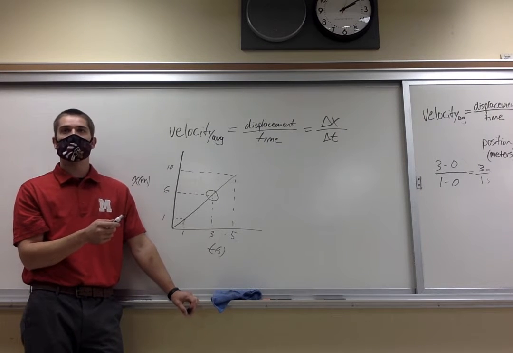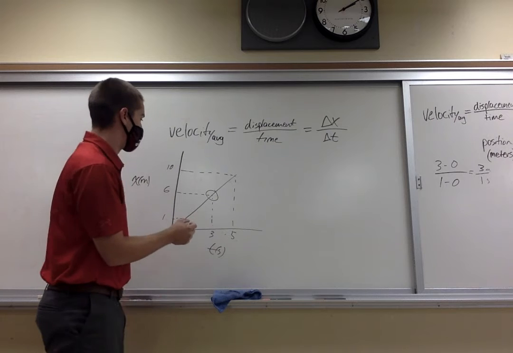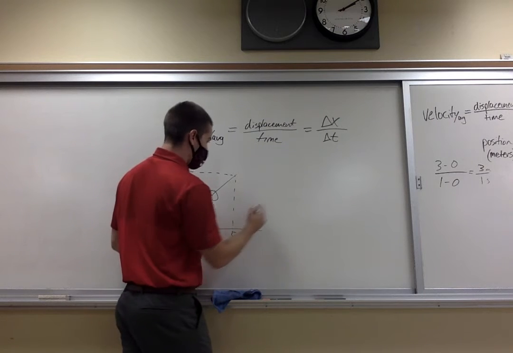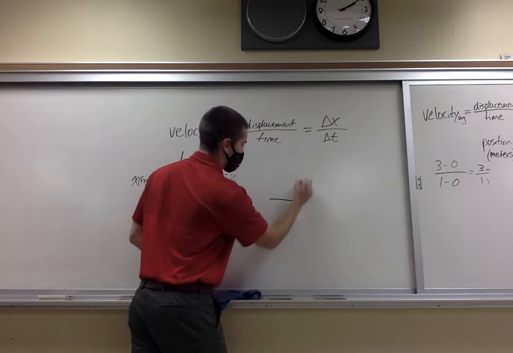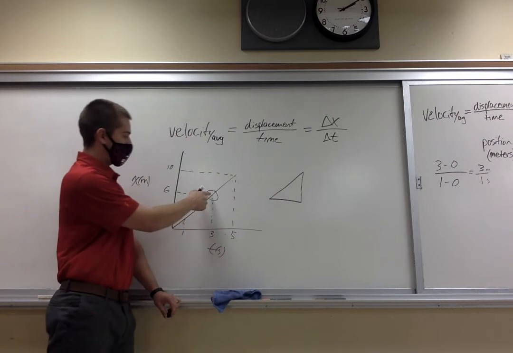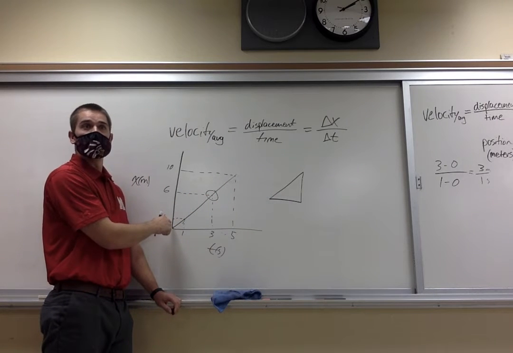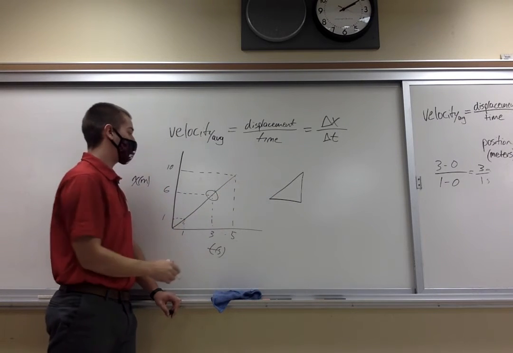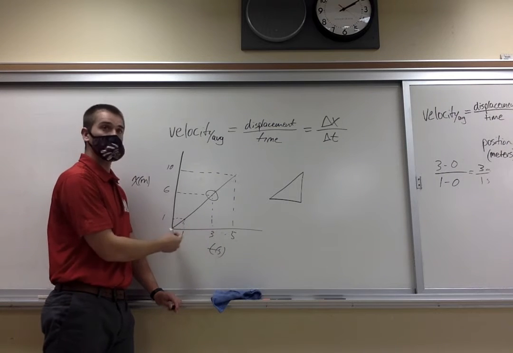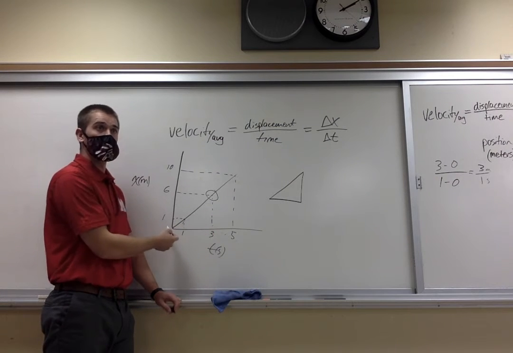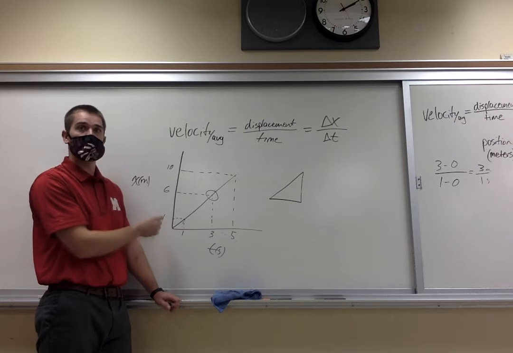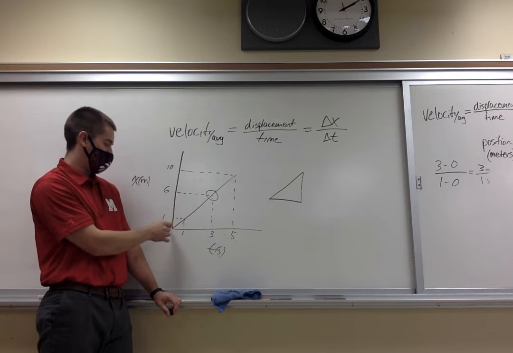You guys remember how to find the slope of a line? Rise over run. That's how I always remember it. So if I want it at 3 seconds, my line is a straight line, so I can just make a triangle out of it. What's the run? I'm going to go from the origin, since I know that point's 0 seconds, 0 meters.